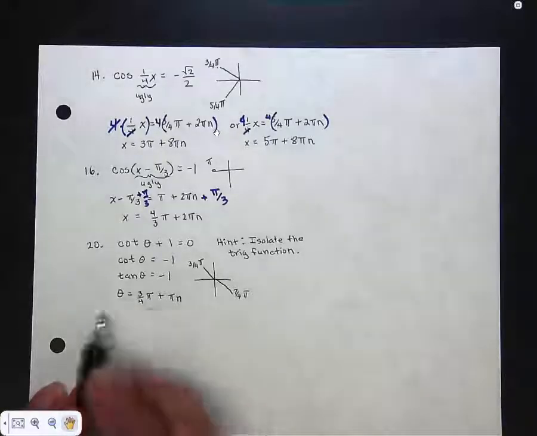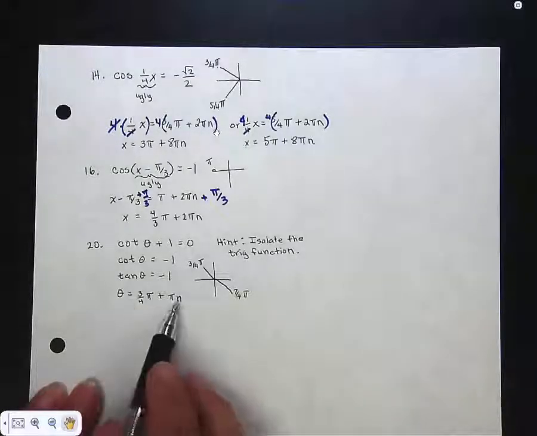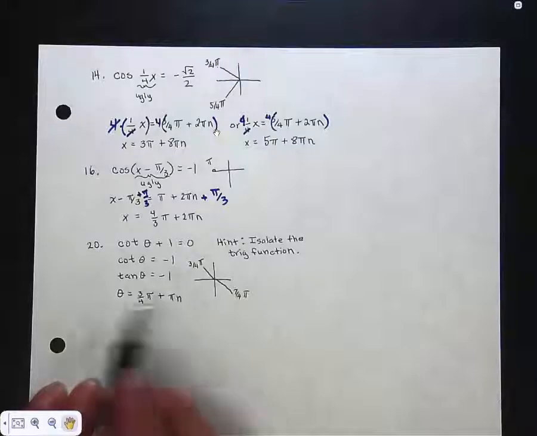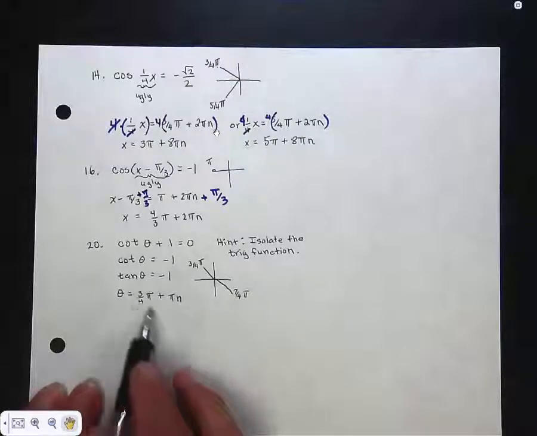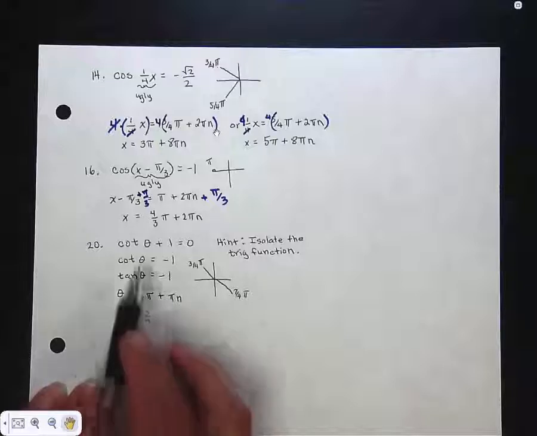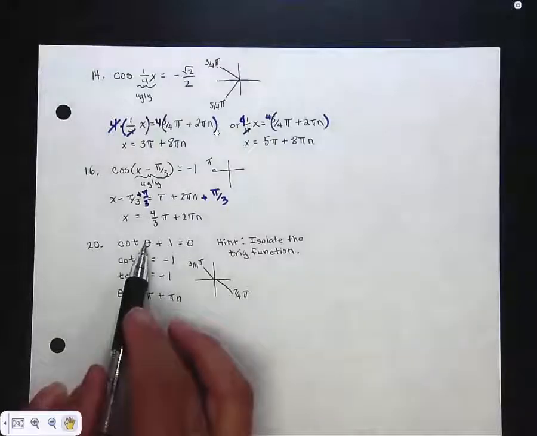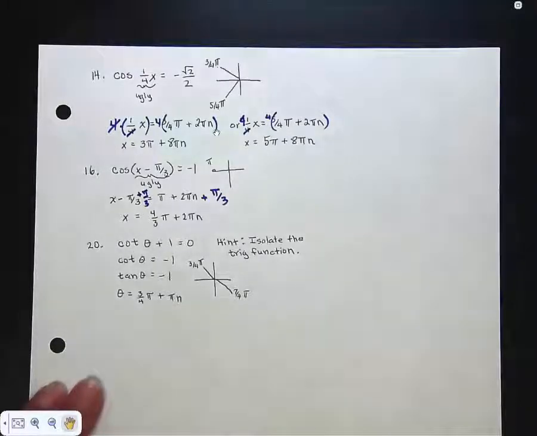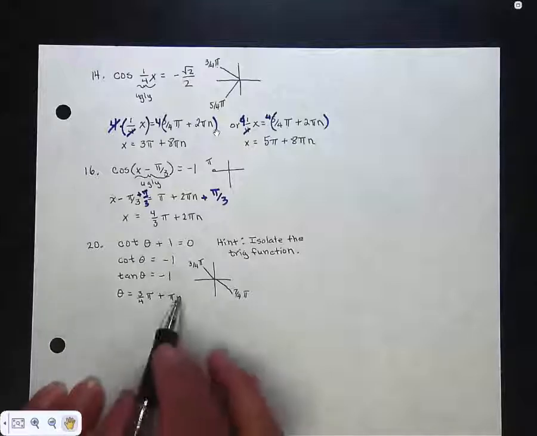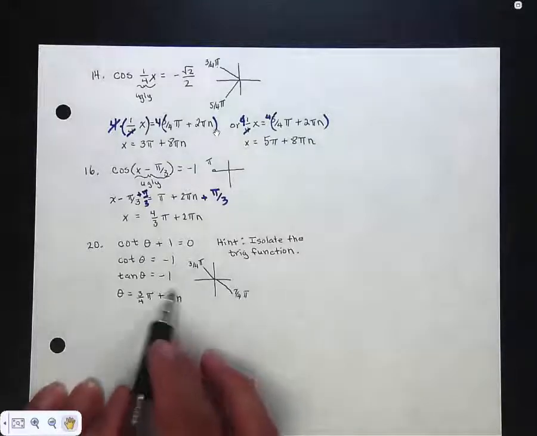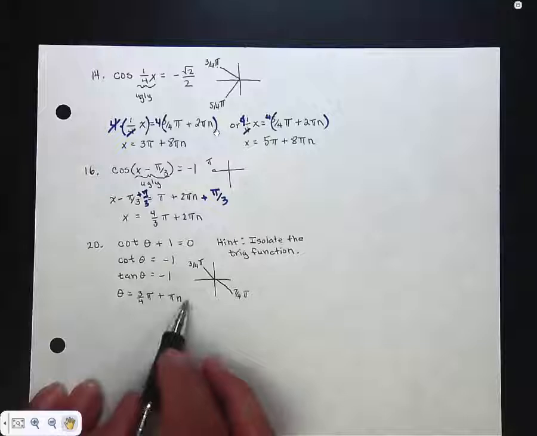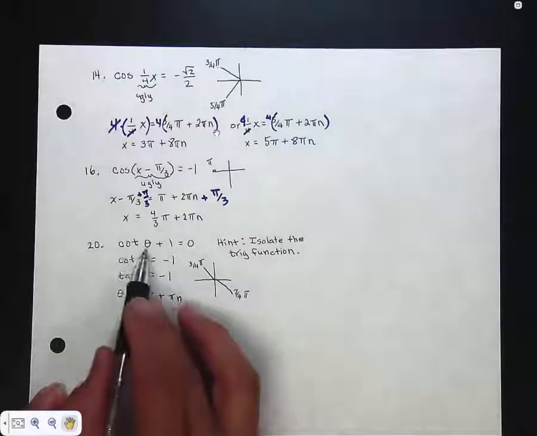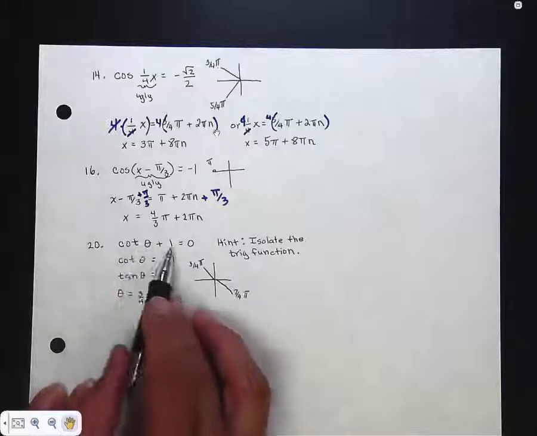And you can check that solution by letting n be 0. If n was 0, this would just be 3/4 pi, and cotangent of 3/4 pi is -1. -1 plus 1 is 0. If you let n be 1, then this would be 7/4 pi. Cotangent of 7/4 pi is -1. -1 plus 1 is 0.